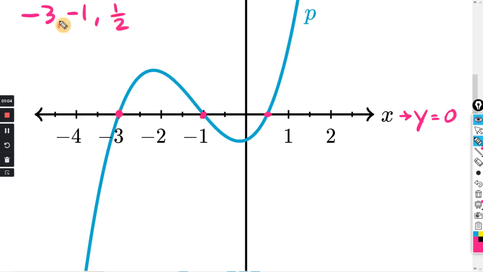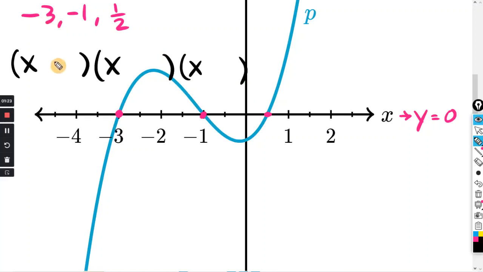Now, in order to find the equation for these zeros, all you have to do is change the sign on each one. Okay, so each one is going to start with an x. And you just change the plus minus sign. So instead of -3, you put +3. Instead of -1, you put +1. Instead of +1/2, you put -1/2. Okay, and that's basically it.